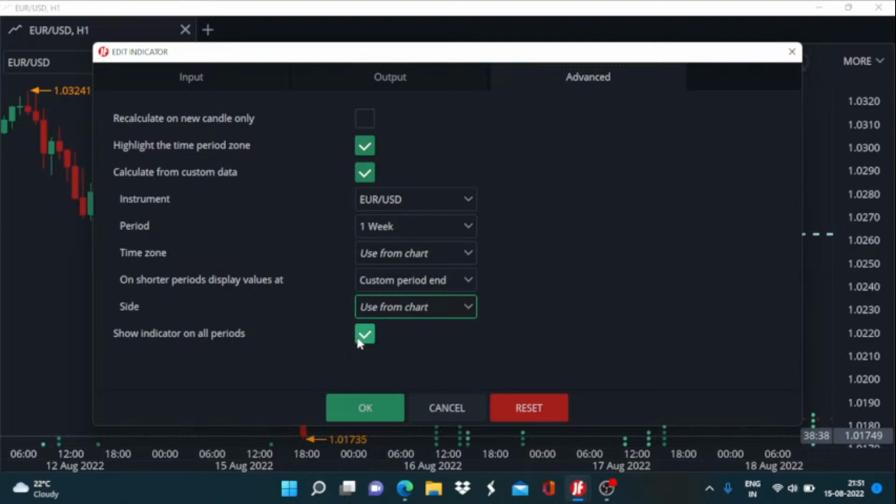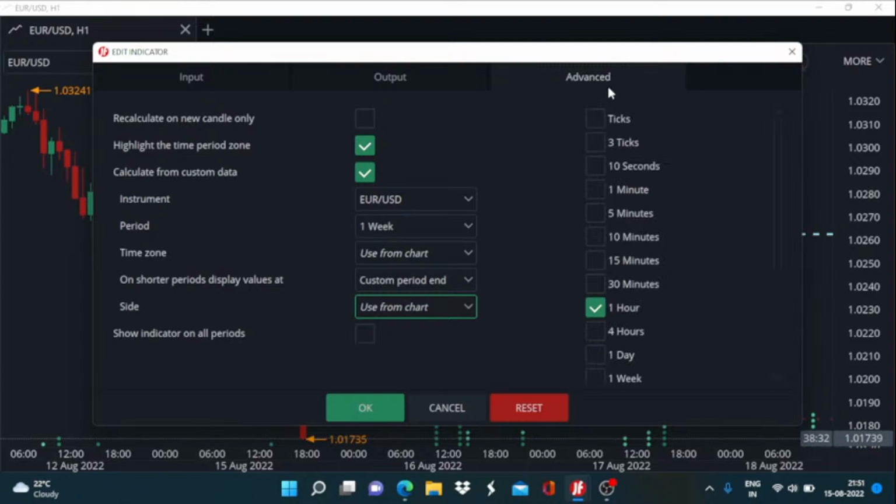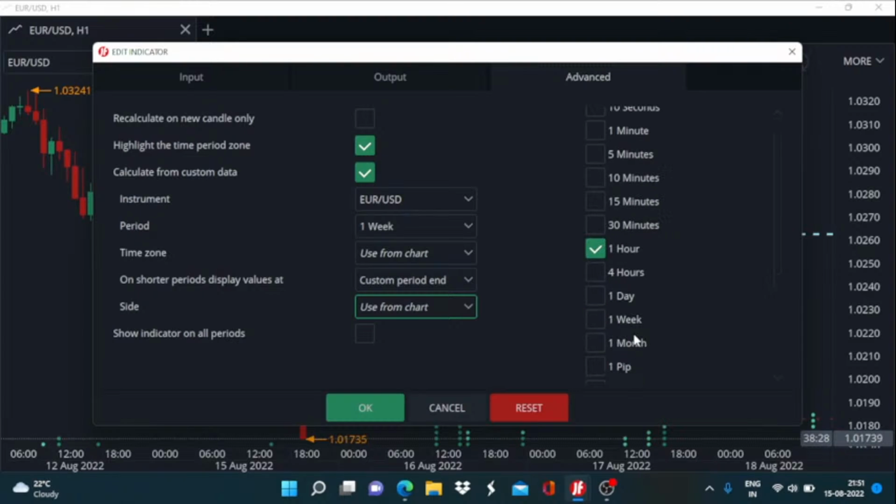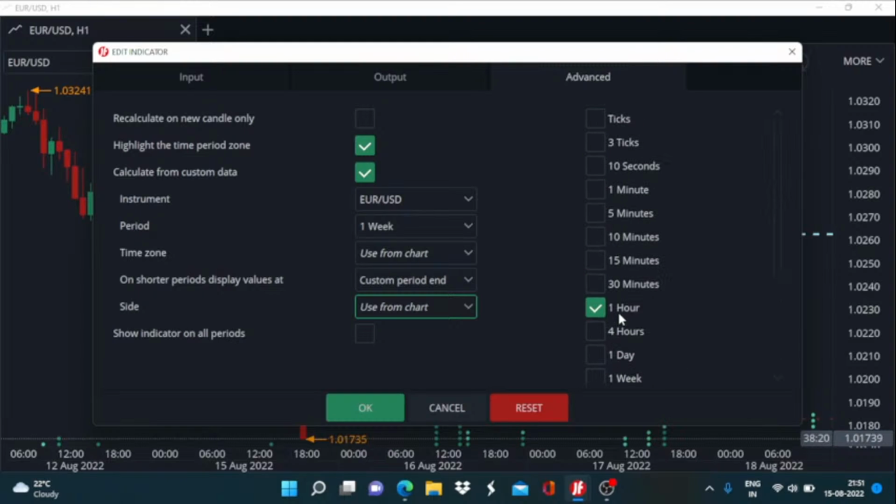Then if you want the indicator to be shown on all the candle periods whenever you do the plotting, you have to opt for this. Otherwise, if you opt out of this, then you have to specify on which candle time frame the indicator should be drawn, and only on those specified time frames the indicator will be plotted. So that's how this works.